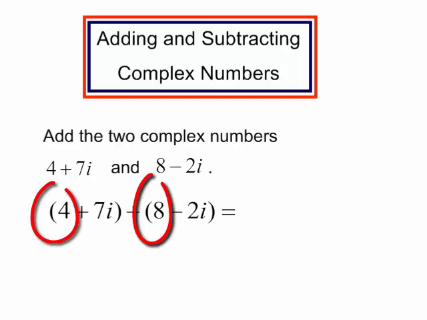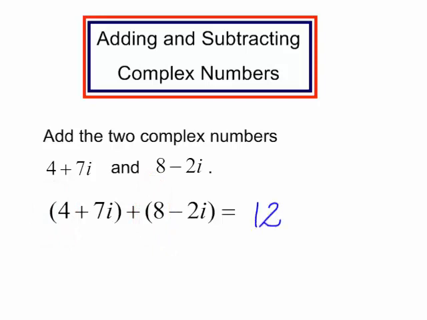The real parts of these two complex numbers are 4 and 8. A positive 4 and a positive 8, and that will be 12. The imaginary parts are a positive 7i and a negative 2i. That will be a positive 5i. When I added these two complex numbers, I got 12 + 5i.